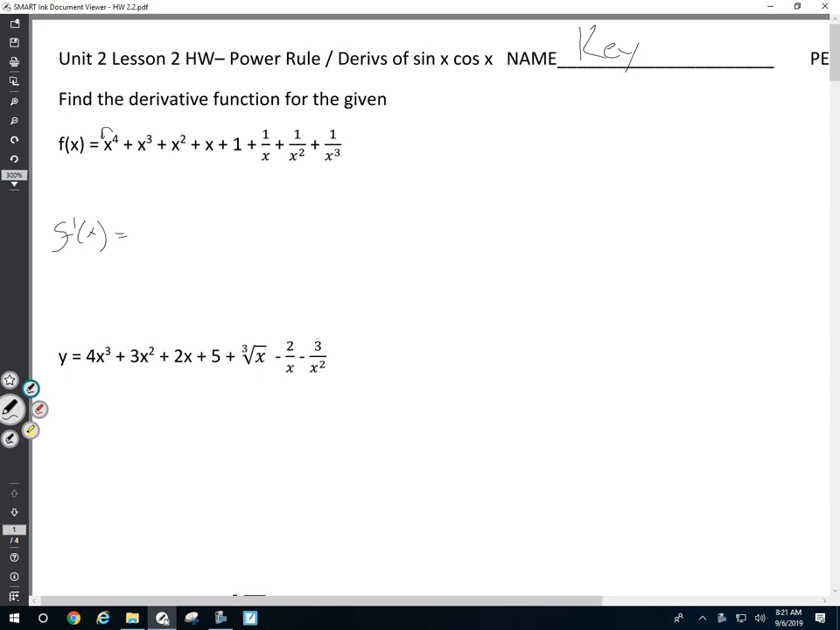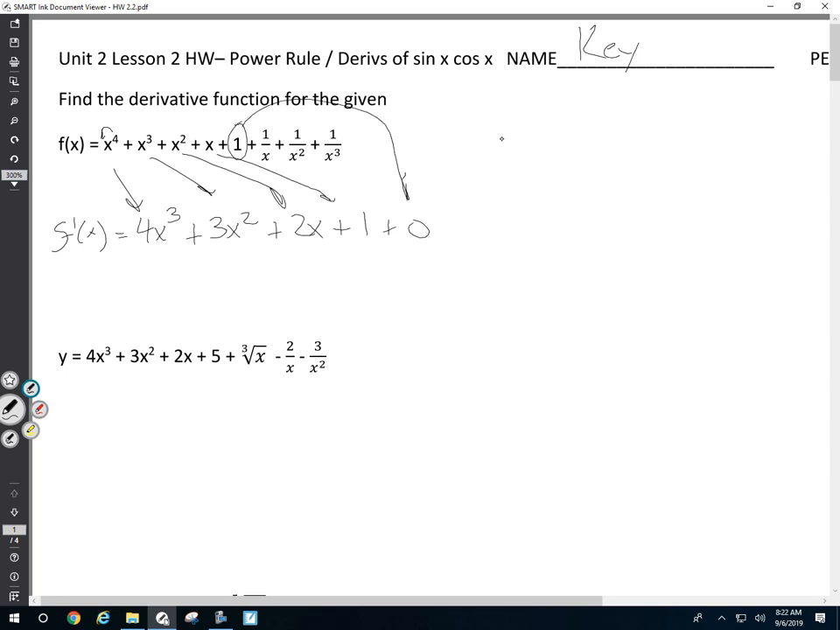Power rule. Bring the power down, subtract 1 from the power. Bring the power down, subtract 1 from the power. Bring the power down, subtract 1 from the power. You can think of it as x to the first. Bring 1 down, subtract 1, you get x to the 0. This is just 1. Derivative of 1 is just 0.